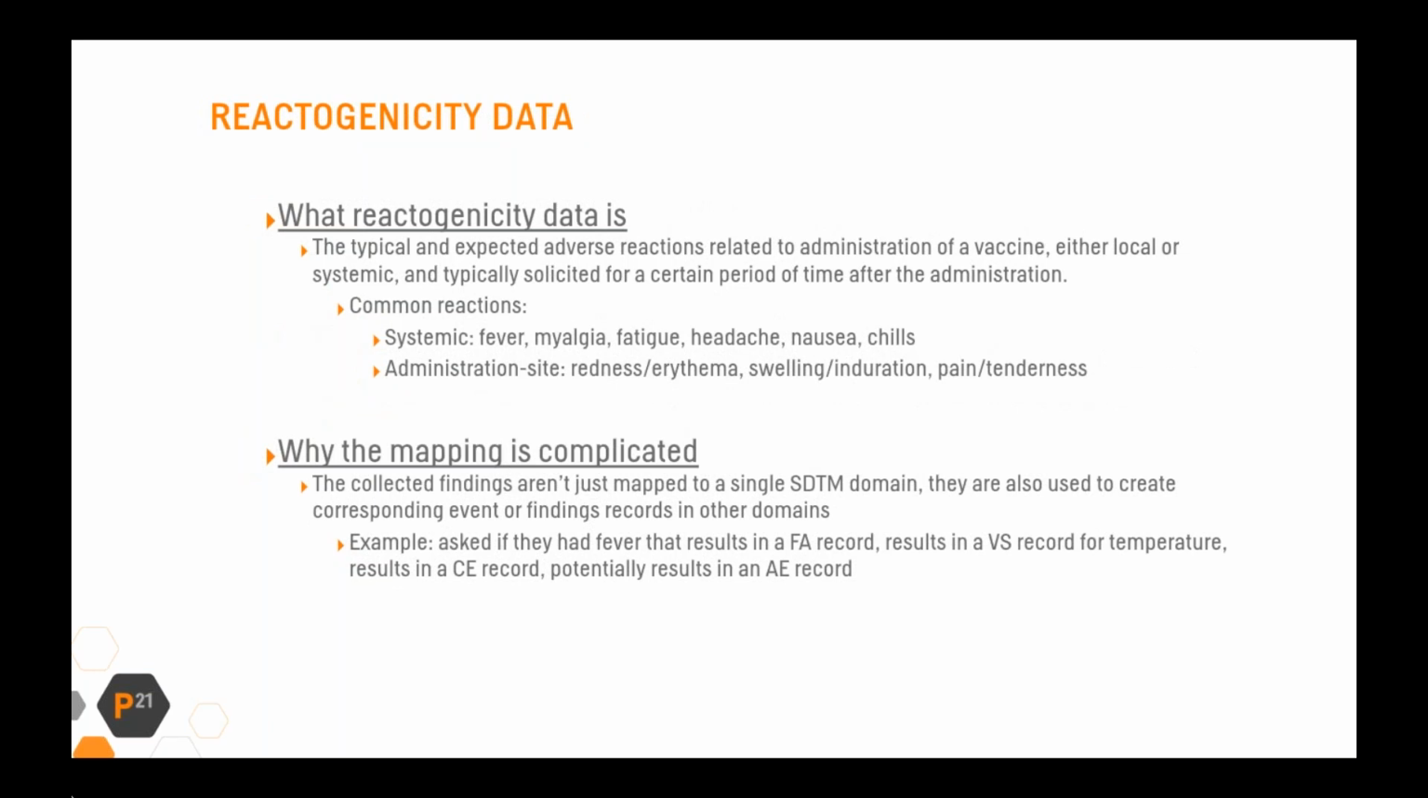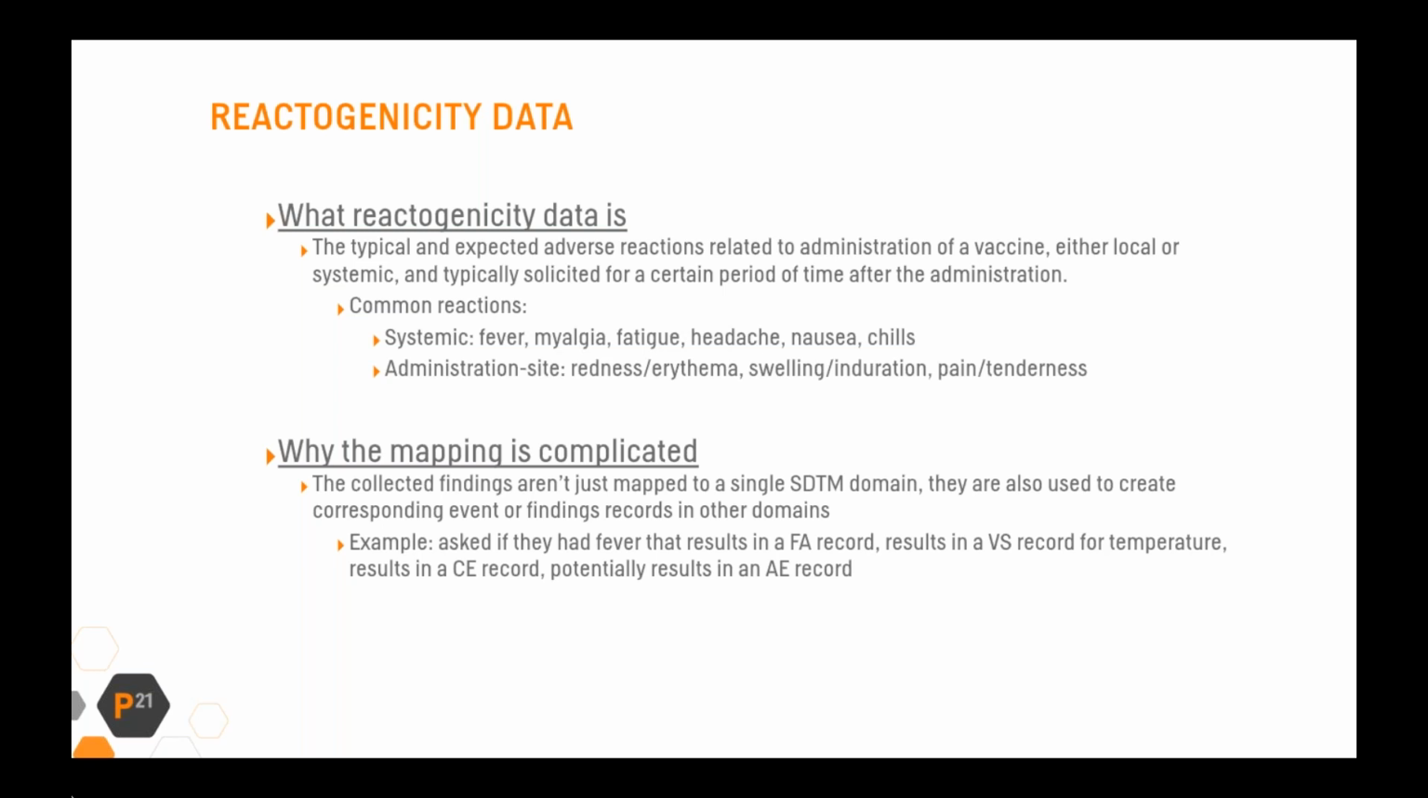Okay, so moving on to reactogenicity data. This data is the typical and expected adverse reactions related to an administration of a vaccine. These would either be local or systemic, and they're typically solicited for a certain period of time, typically 7 days after the administration of a vaccine. It doesn't have to be 7 days, but it's a typical assessment period. Common systemic reactions are fever, myalgia, fatigue, headaches, nausea, and chills. Administration site reactions would be something like redness, swelling, pain, and tenderness.